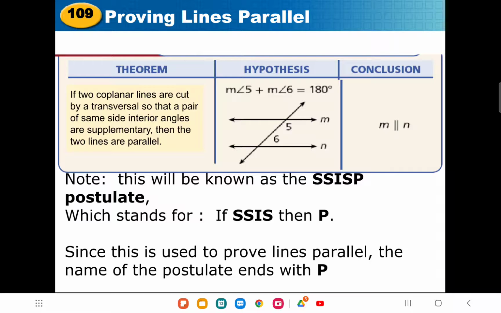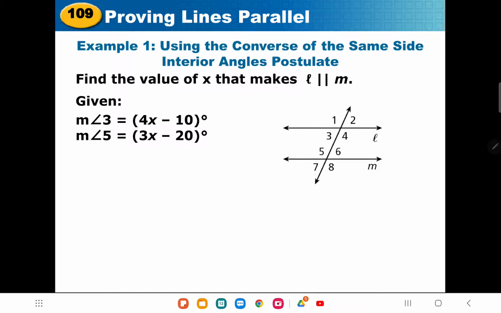Our hypothesis is if these two angles have measures that sum to 180, the conclusion is then lines M and N are parallel. Now notice we're abbreviating this with the P at the end because we are starting with the two angles being supplementary and using that to prove that the lines are parallel.